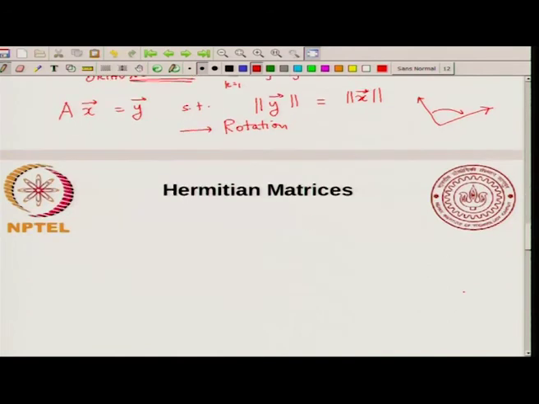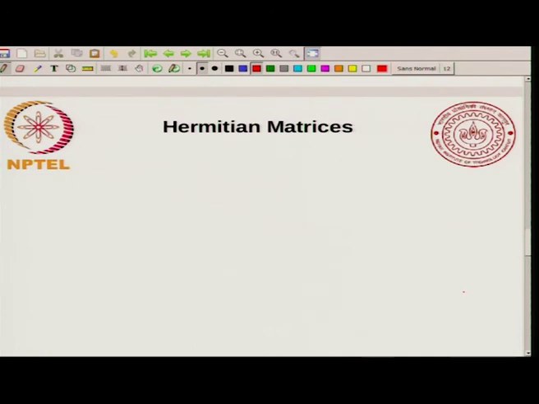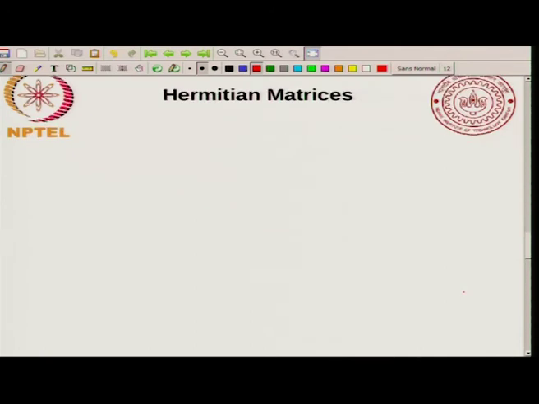Okay. Now, I will define a few more special matrices, which you will encounter in various courses. One is what is called a Hermitian matrix.